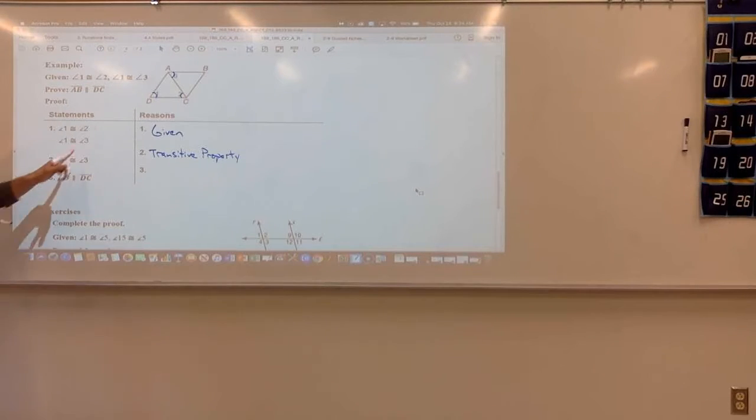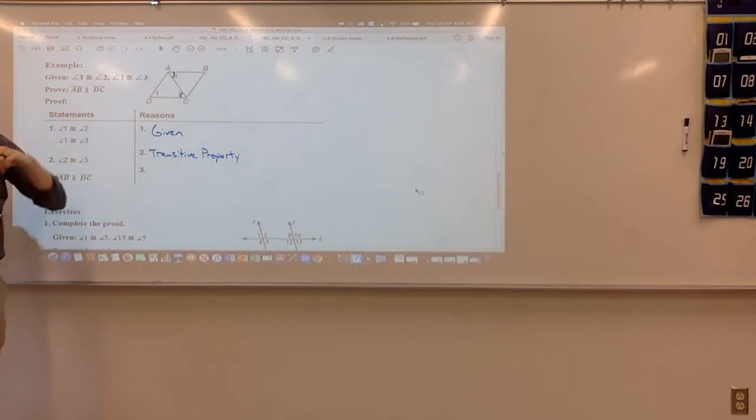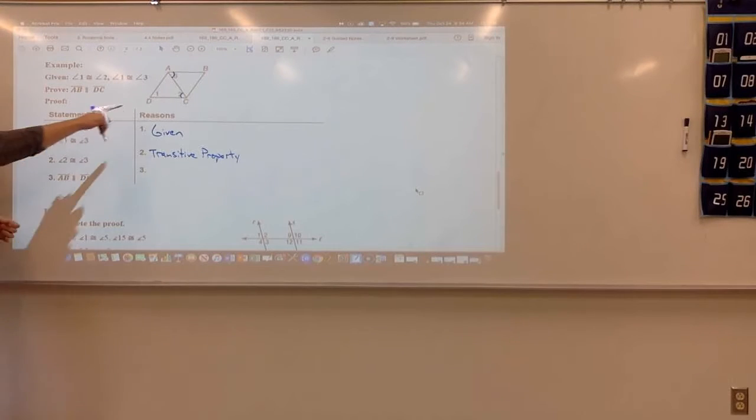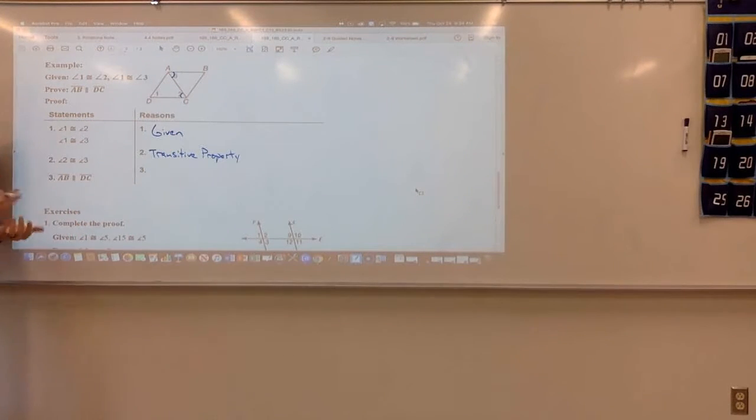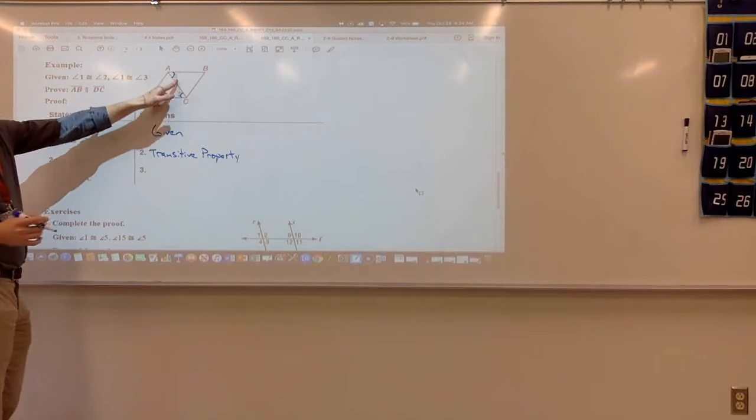So now, what we're saying is we've concluded angles 2 and 3 are congruent to each other. Then they're saying AB and DC are parallel to each other. If these two angles are congruent, why am I allowed to say those lines are parallel? Okay, so this is one of those relationships that we talked about yesterday. We said things like, if corresponding angles are congruent, then lines are parallel. Or if alternate interior angles are congruent, then lines are parallel. If alternate exterior angles are congruent, then lines are parallel. So what is the relationship between these two angles here?